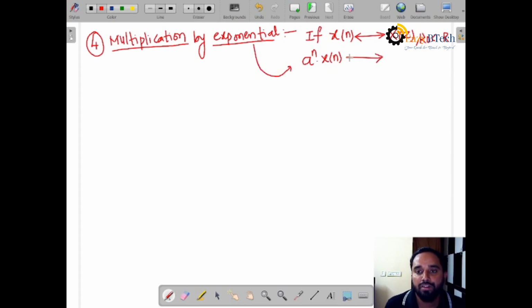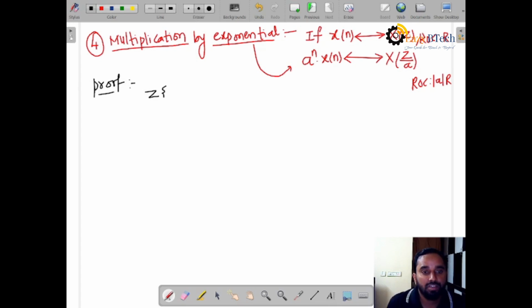Now the Z transform will be X of z by a, and the ROC will become magnitude of a times R. The ROC is multiplied by a. This is the property. Let's see the proof now.